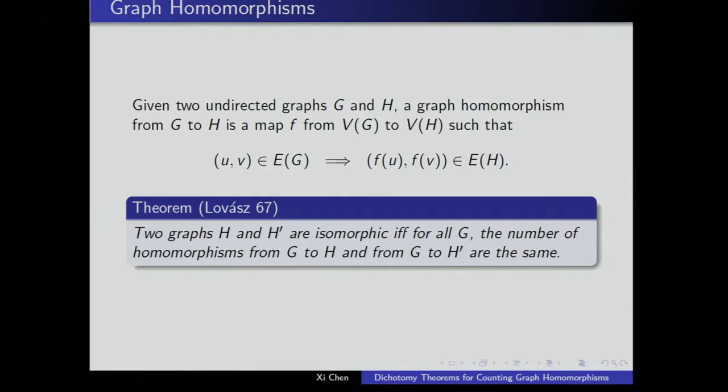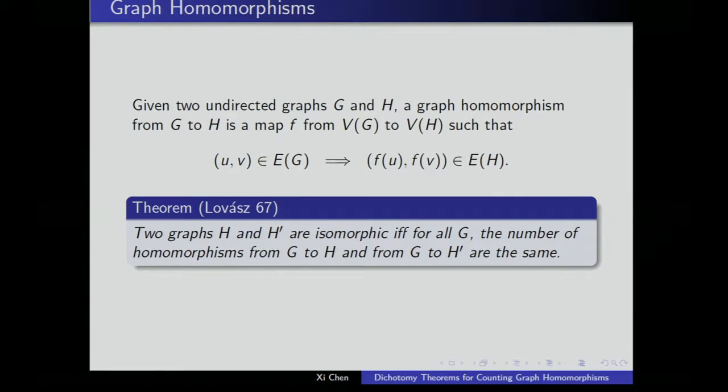So let's start with the definition of graph homomorphisms. Given two undirected graphs, and for this talk, whenever a graph comes up, it's undirected. So given two undirected graphs, a homomorphism from G to H is just a map from the vertex set of G to the vertex set of H, with the property that every edge of G is mapped to an edge of H.